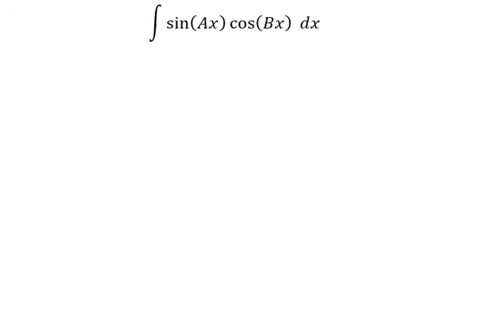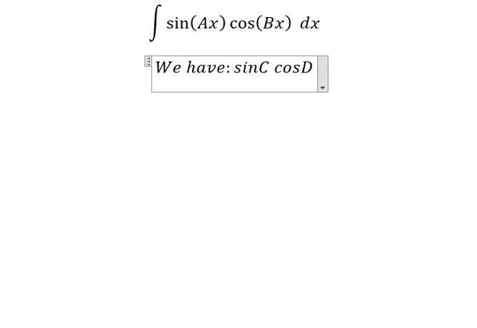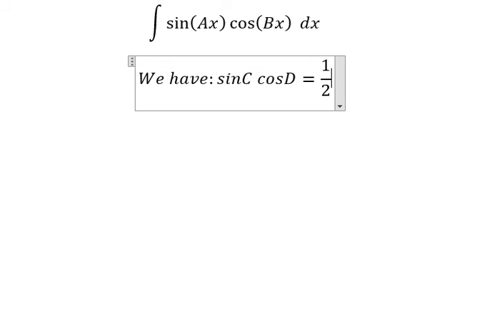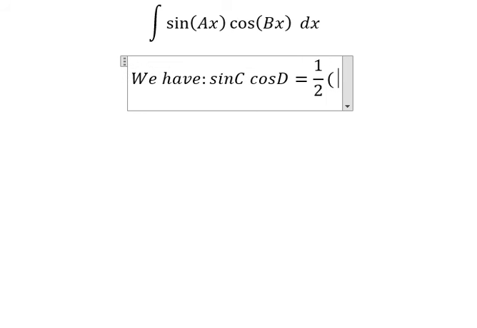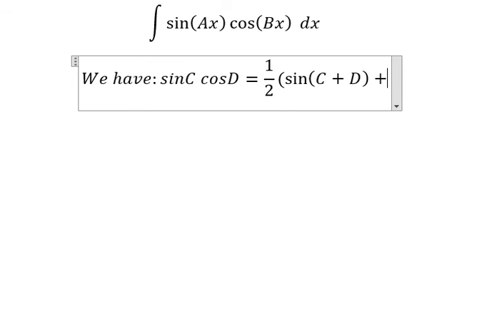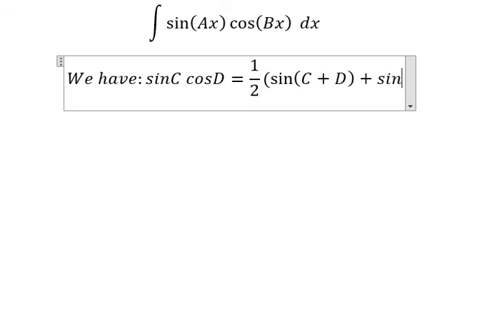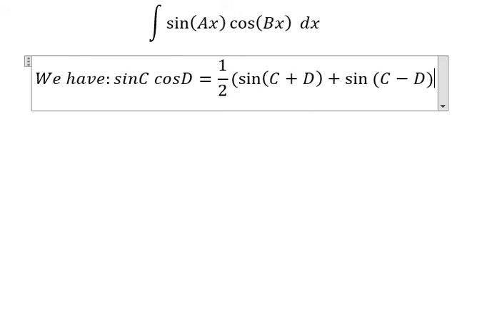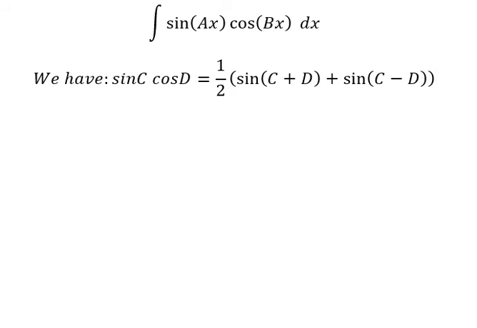We have the formula in here. That is about sine C cosine D equals to 1 over 2, and we will use sine of C plus D plus sine of C minus D. So capital C is about AS, capital D is about BS, so we can apply the formula in here.